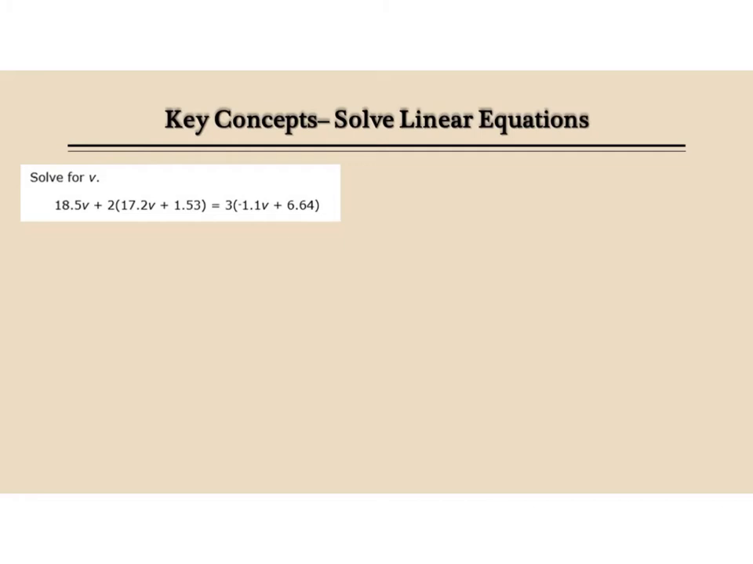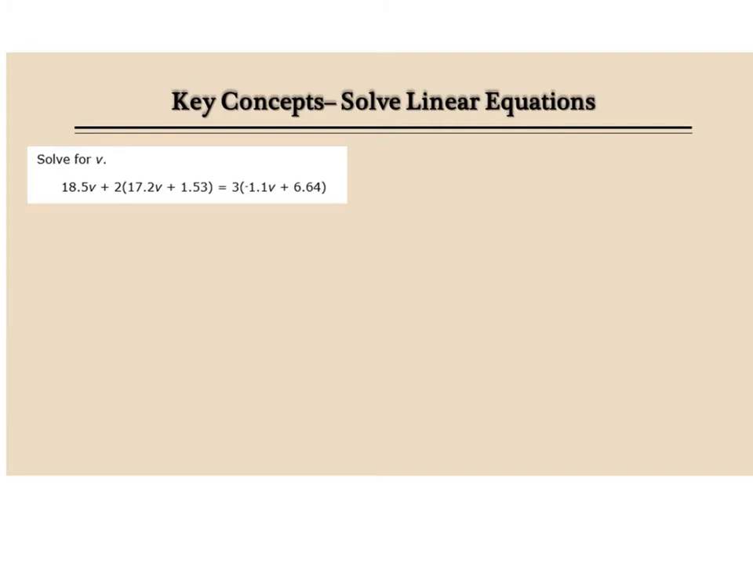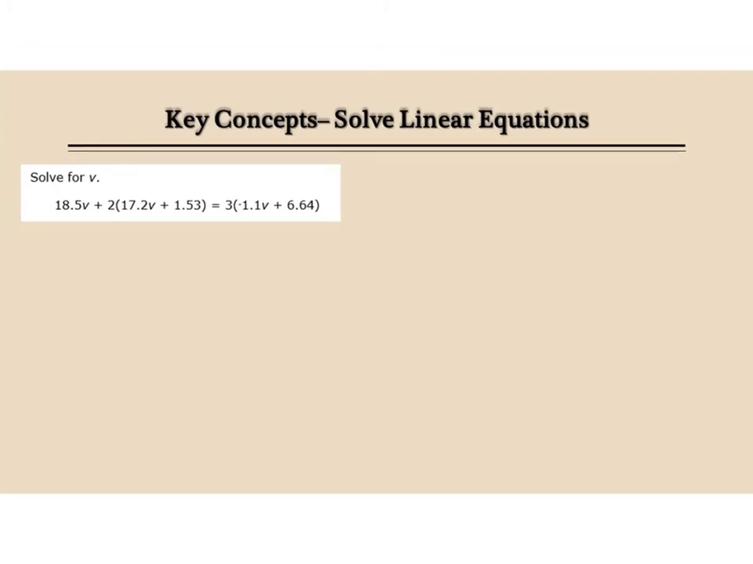Alright, this problem is a little more involved. It's going to use all 5 steps. So the first thing we're going to do is to get rid of the parentheses by using the distributive property. Now I hope you remember when you use the distributive property, you multiply what's outside the parenthesis times both things inside. So I'm going to take 3 times both of those numbers, and on this side I'm going to take 2 times both of those numbers.